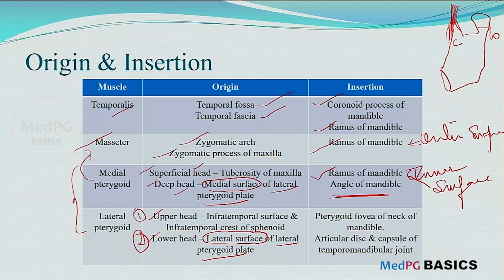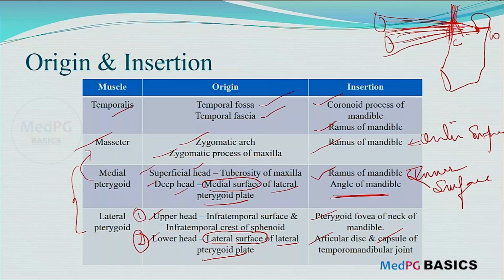So this is the region where you would find the neck of the mandible, and this is the place where you would find the pterygoid fovea. This is where the fibers of lateral pterygoid, both the upper head fibers and the lower head fibers, get inserted. In addition to getting inserted to the pterygoid fovea, it is continuous with the articular disc of the temporomandibular joint as well as the capsule of the temporomandibular joint.